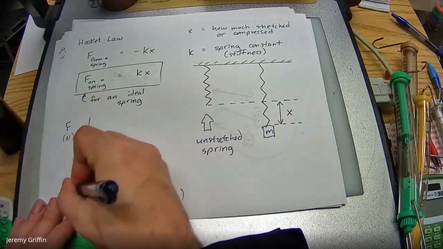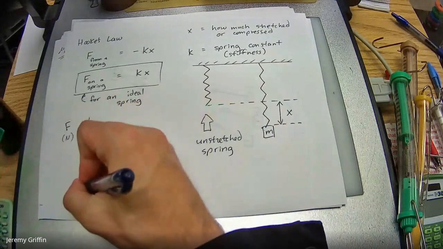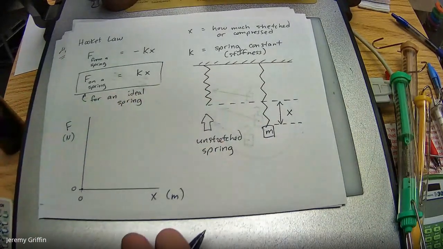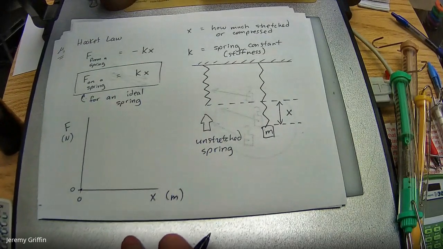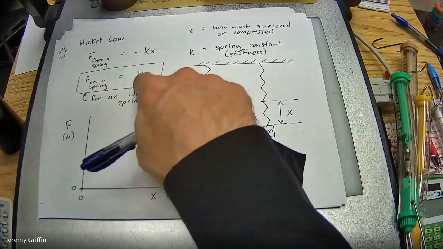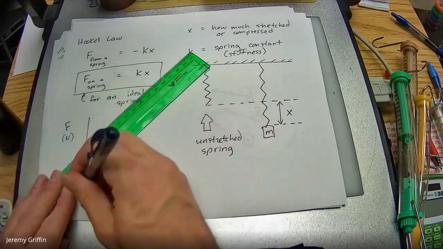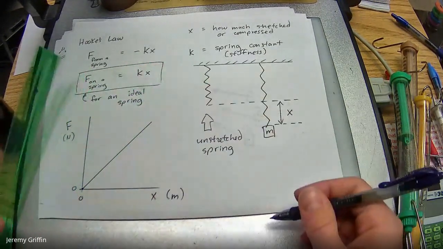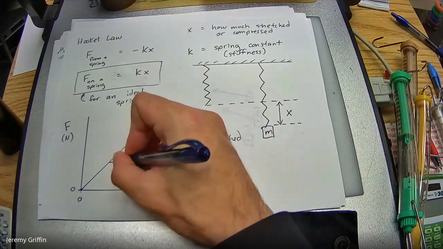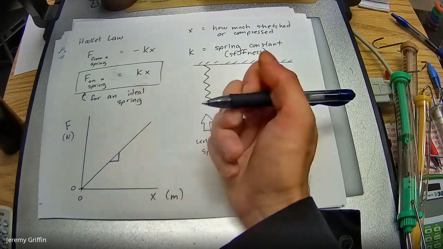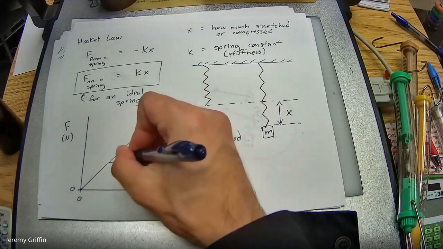So zero force at zero stretch or compressed amount, like the unstretched one. So there's your point right there. And what is the rest of this graph going to look like? Do you think it's going to be a straight line or a parabola? What do you guys think? Does that look like a direct relationship, like y equals mx, F equals kx? It's exactly what that is. Straight line. If you guys are following, what is the slope of that? K, yeah, it's the spring constant, right?